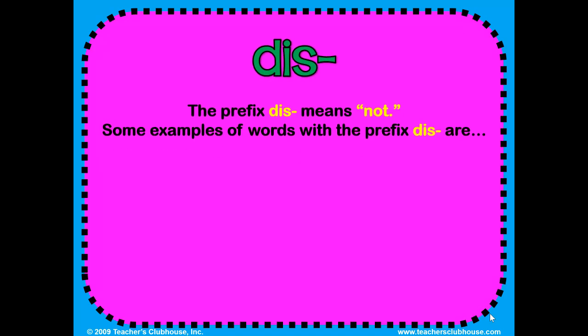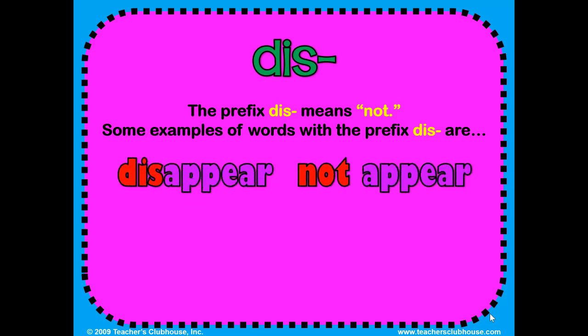Dis. The prefix dis means not. Some examples of words with the prefix dis are disappear, not appear. Disable.